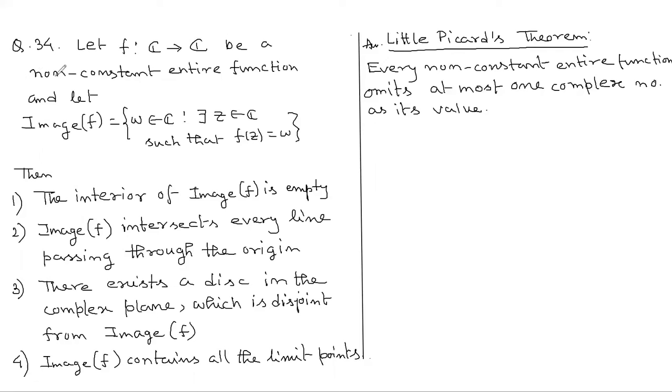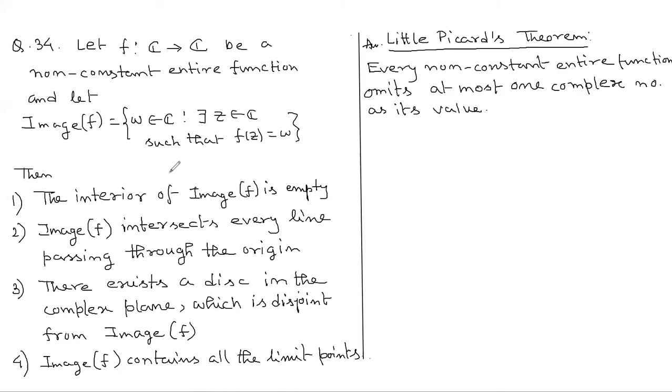Our next question is question number 34. It says, f is a non-constant entire function and the image of f is given by this. Then we have to select which of the following options is correct. The first option is the interior of image of f is empty. The second one, image f intersects every line passing through the origin. The third option, there exists a disk in the complex plane which is disjoint from image f. And the last one is image f contains all the limit points.